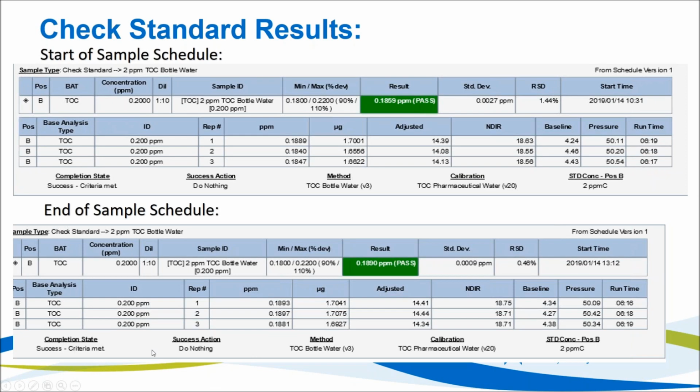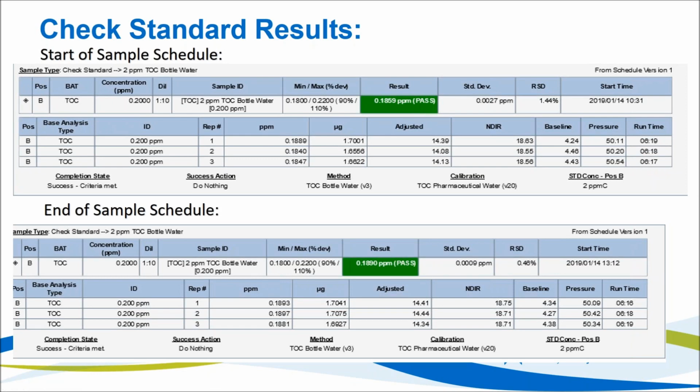Okay, and a nice thing too about the software, if it did fail, which it will turn red, you can set up a corrective action in the software if you want. If it fails, you can have it recalibrate itself or rerun a check standard. That way, if you're running it overnight, you'll still have results in the morning, even if your check standard fails. You can have it recalibrate and start again. So that's a nice option there too.